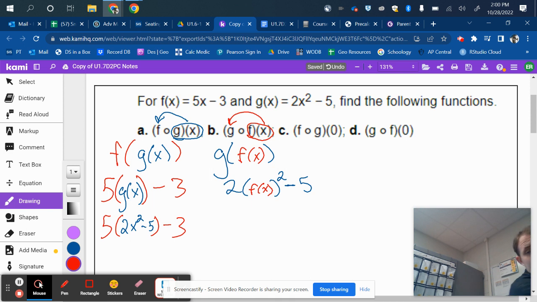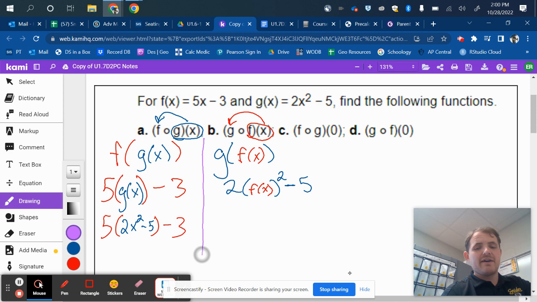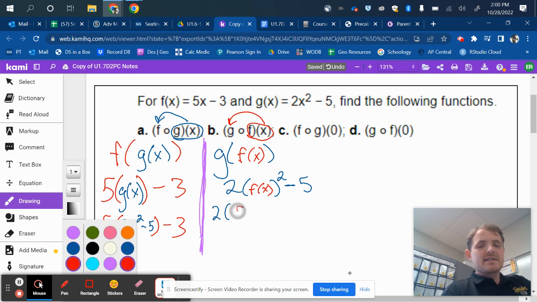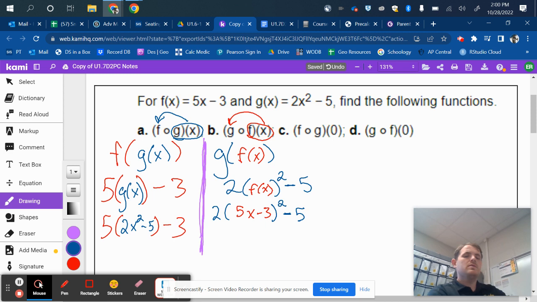Okay, I'm literally just writing the entire g function, sorry, the entire f function inside of g. Okay. Now, I've got my 2 out front. I've got my 5x minus 3 squared minus 5.